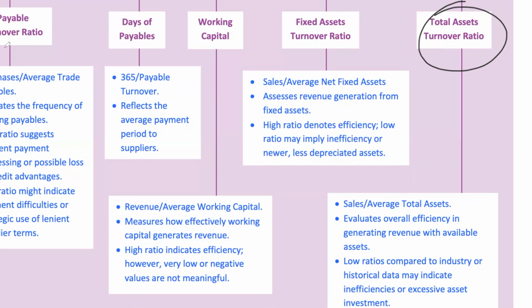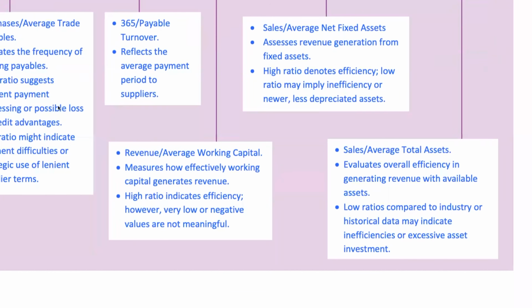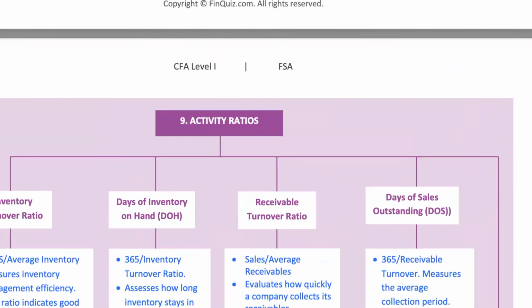Lastly, we have the total assets turnover ratio. This ratio measures the company's overall efficiency in using its total assets to generate revenue. A higher ratio is a good sign of efficiency. If it's low, it could mean the company's assets are too heavy, sales are sluggish, or maybe they've invested heavily in a plant modernization. All right, folks, those are the key activity ratios to know.